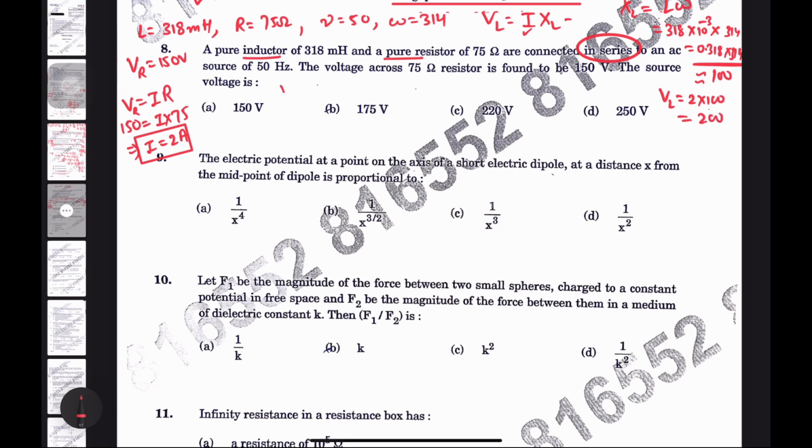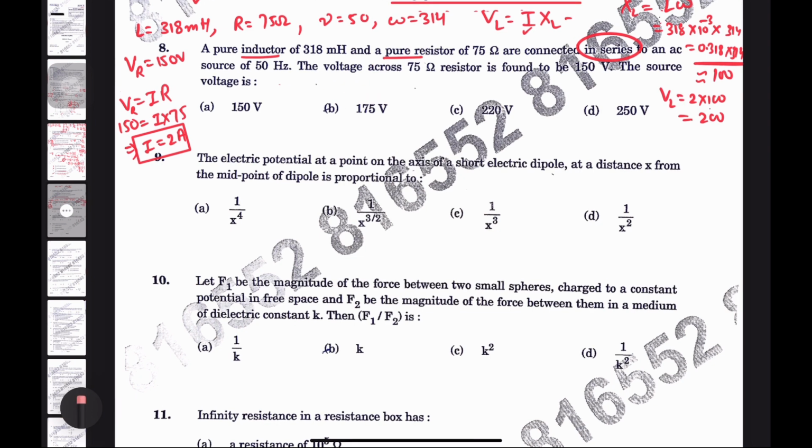But in this case you cannot use source voltage equal to voltage across L plus voltage across R. There is a reason for that, because in this case our phasor diagram is different. According to our phasor diagram, this is the voltage developed across R, and this is the voltage developed across the inductor, then the net voltage is V. So we have to use the formula V is equal to under root of VL square plus VR square. On solving, it comes out to be 200 square plus 150 square. When you solve it, you will get the answer 250 volt. So D is the correct option.